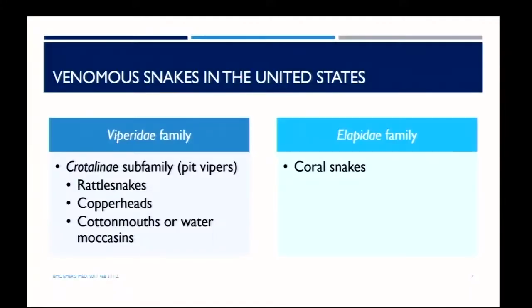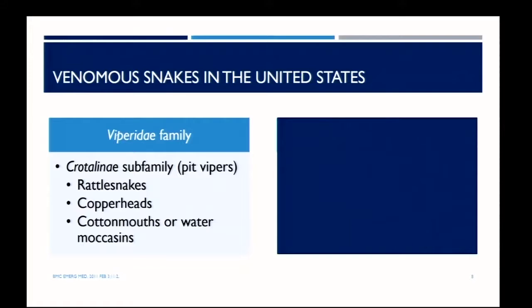So to begin with some background, there are about 30 species of venomous snakes in the US that can be divided into 2 families. The first one being the Viperidae family, which consists of a subfamily called the pit vipers, and those include things like rattlesnakes, copperheads, cottonmouths, or water moccasins. And the other one is the elapid family, which includes coral snakes. For the sake of this presentation, and due to our geographic region, we will focus on the pit vipers.